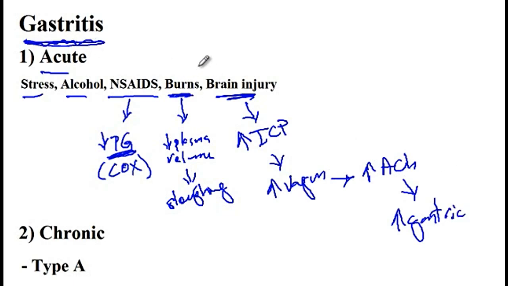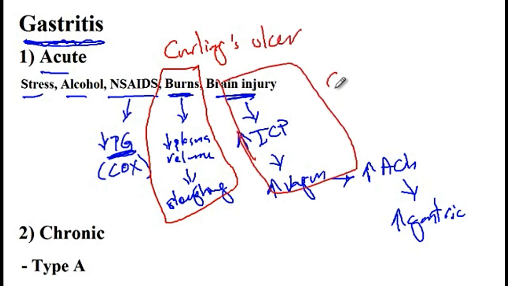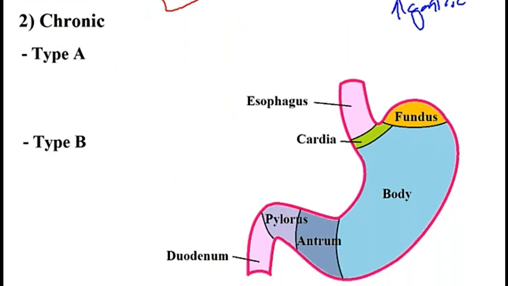So here, this type of ulcer that is produced by burns is referred to as Curling's ulcer, while the ones that are caused by brain injury are referred to as Cushing's ulcer. The next form of gastritis is chronic gastritis, which is divided into two types, type A and type B.